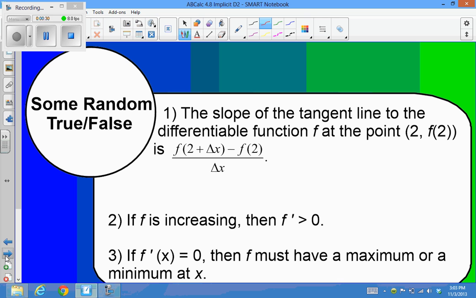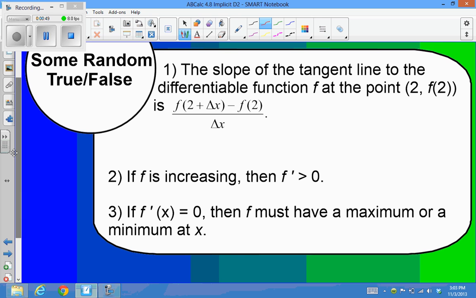Starting with some random true-false problems here. We have the slope of the tangent line to the differentiable function f at the point 2, f at 2 is f at 2 plus delta x minus f at 2 all over delta x. Try to decide if that's true or false. I'm not going to give you the answer since we're doing them in class. F is increasing, then f prime is greater than 0. And then the third one, if f prime of x equals 0, then f must have a maximum or a minimum at x.